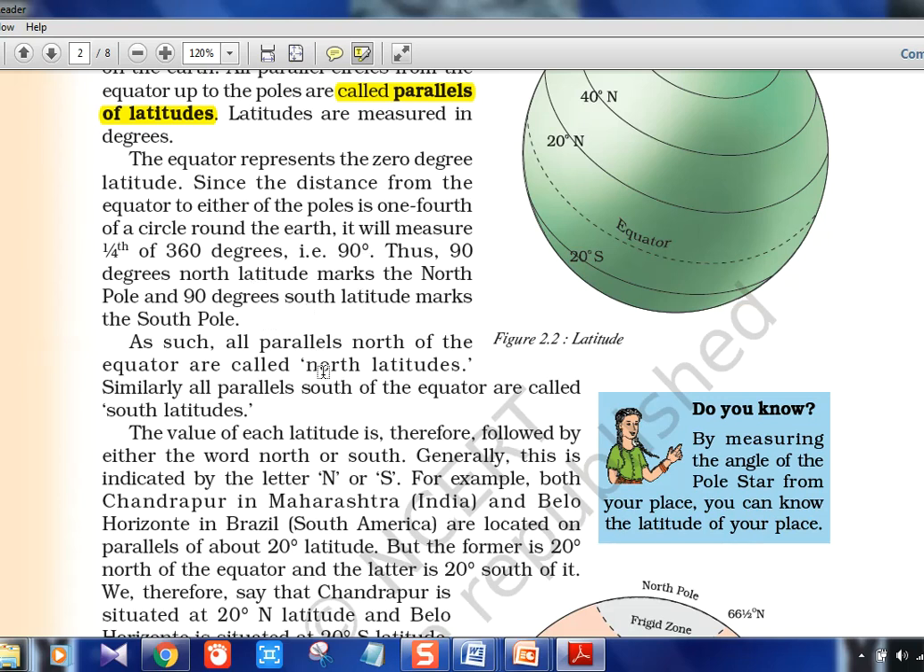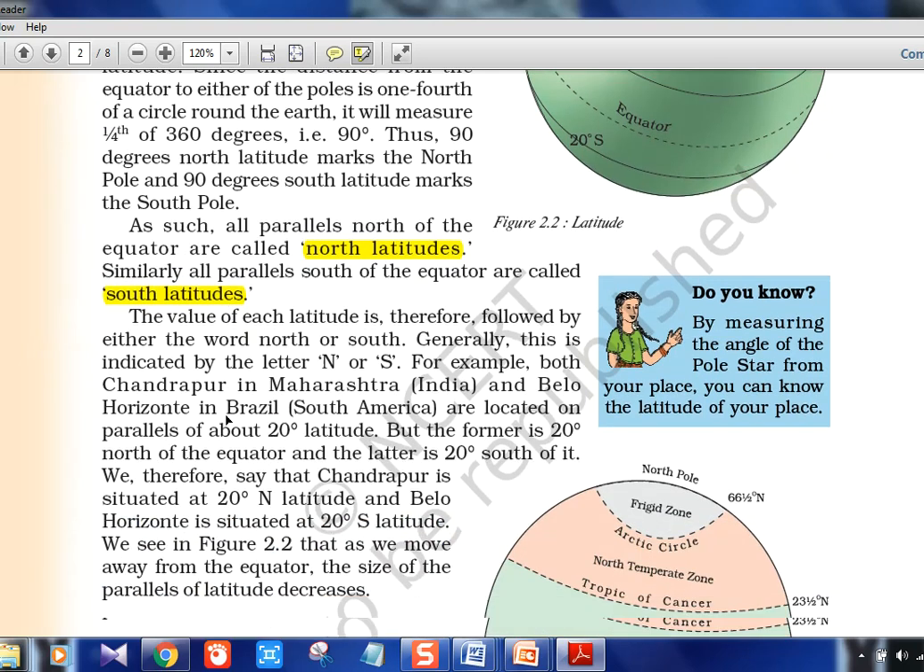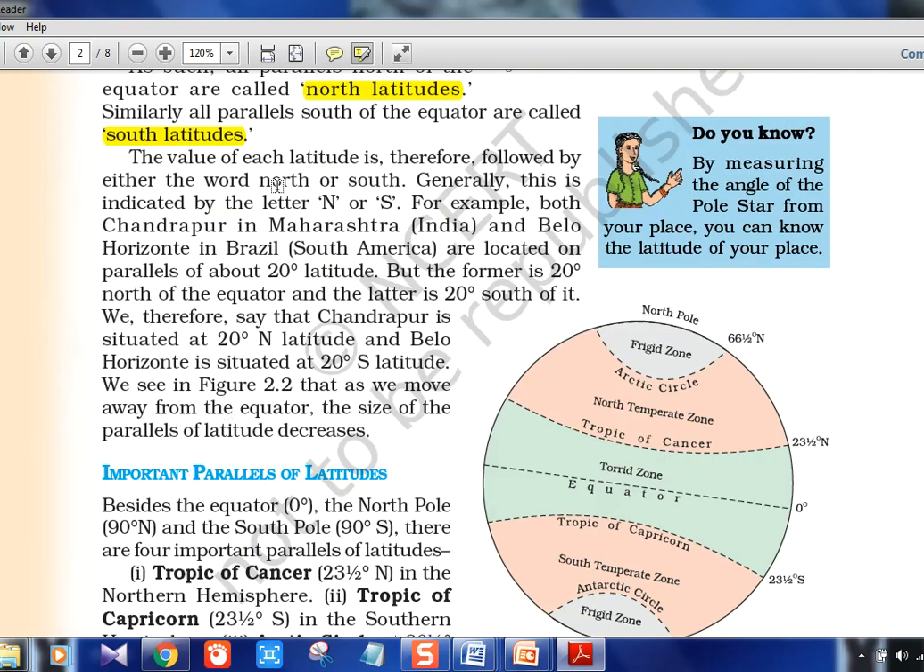Then north latitude, south latitude, they call it. The value of each latitude therefore is followed by either the word north or south. So always remember that north, south, east, west thing you have to mention along with that, because this place in Maharashtra is also at, I think, 20 degree, and this place in Brazil is also at 20 degree, but one is north and one is south. Okay, 20 degree north like this and 20 degree south.